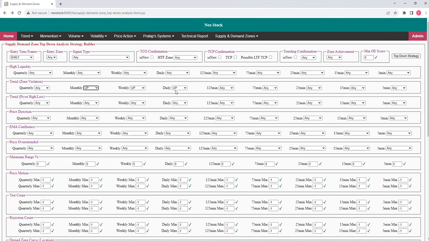Now I would like to add one more parameter, that is EMA confluence. I want to know all the stocks having daily EMA confluence for my demand zone. So my entry zone should be a demand zone and it should have daily EMA confluence. In the daily time frame, I am selecting the daily demand zone, daily EMA confluence. And we already set the monthly, weekly, and daily trend as up. Now click on top-down strategy.